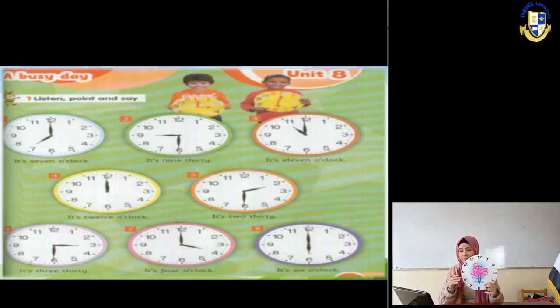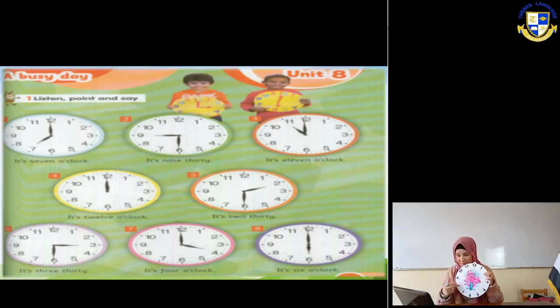Number 6, the short arm is on 3 and the long arm is on 6. So it will be 3:30. It's 3:30 again. O'clock, 30. Long arm, o'clock, up and down 30. This is for the long arm.